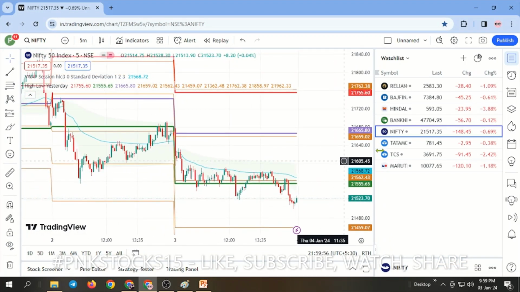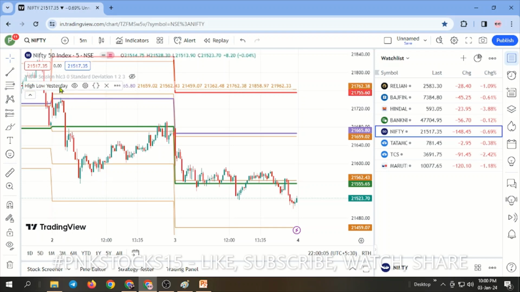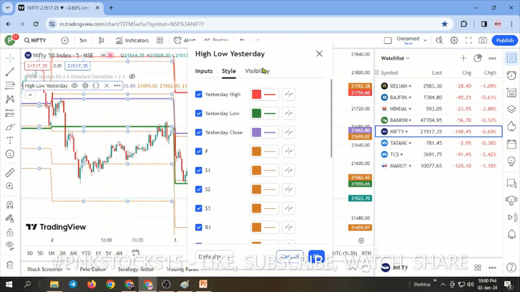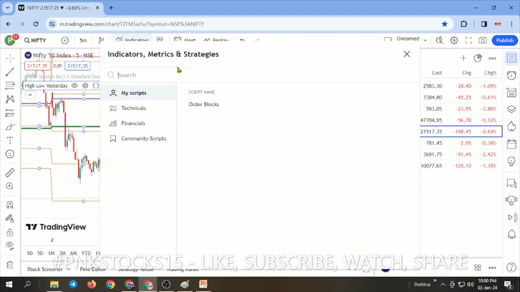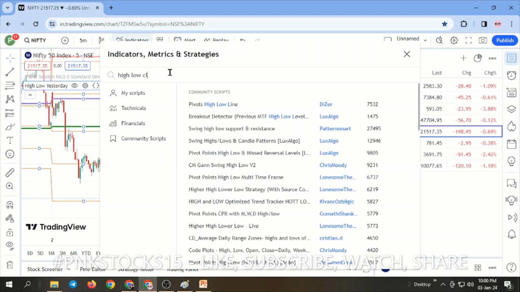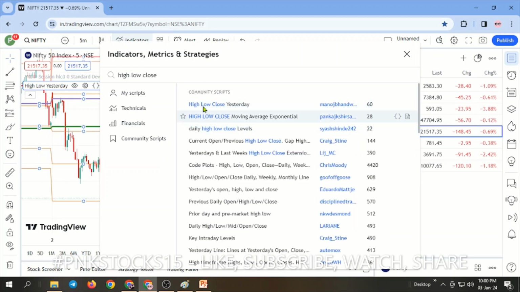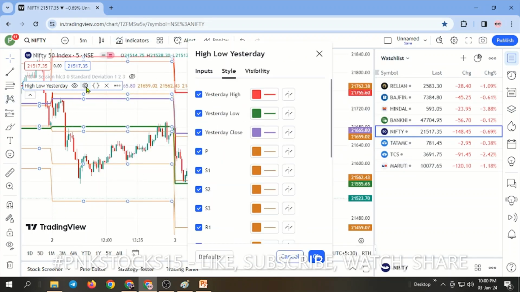Now this is the Nifty chart, and in this we have taken the high low yesterday. This is the indicator, the High Low Close Yesterday indicator. If you type that, you will get it. This is the thing that we need. And if you click that, you'll be getting this.